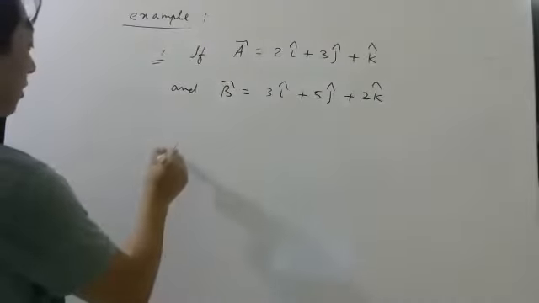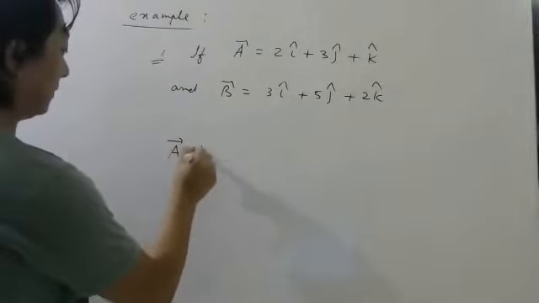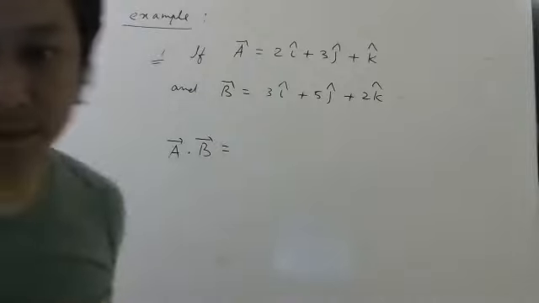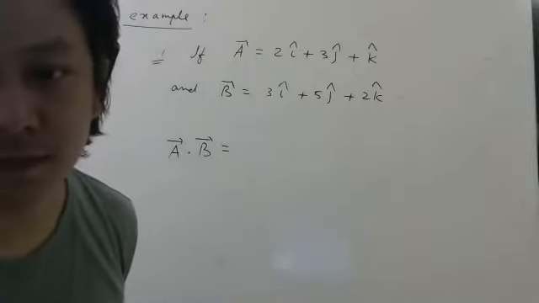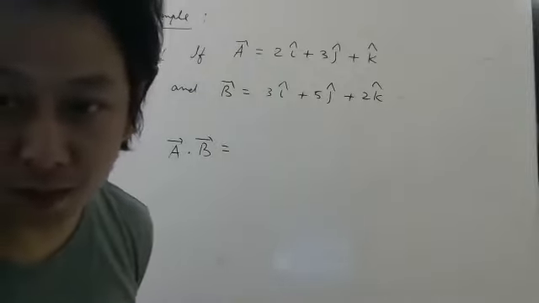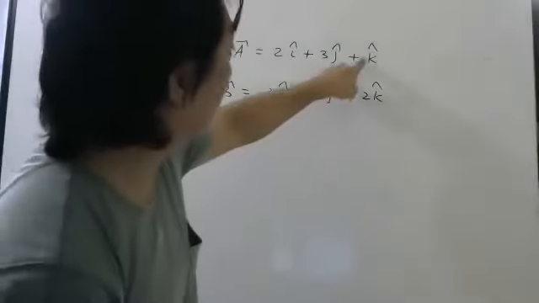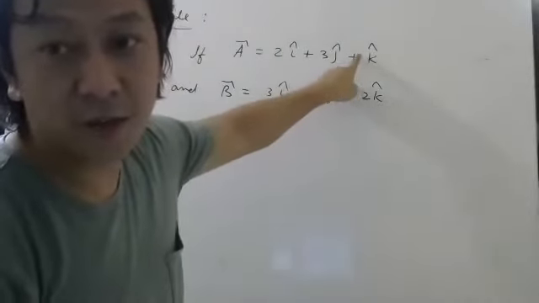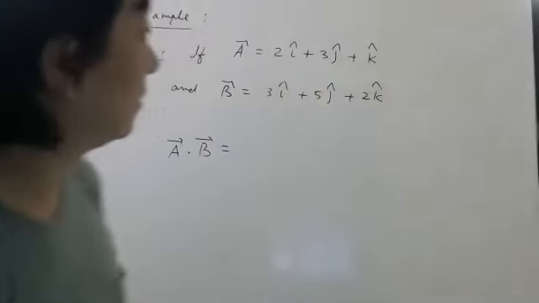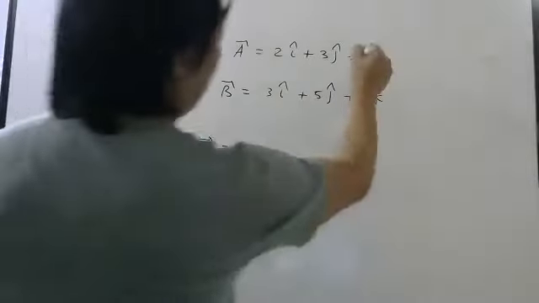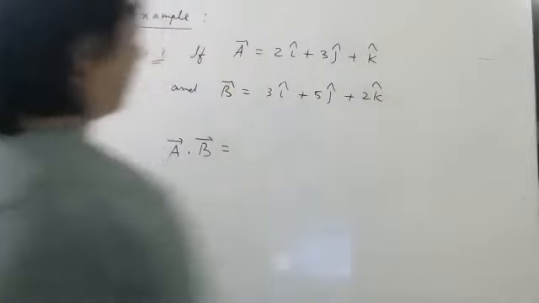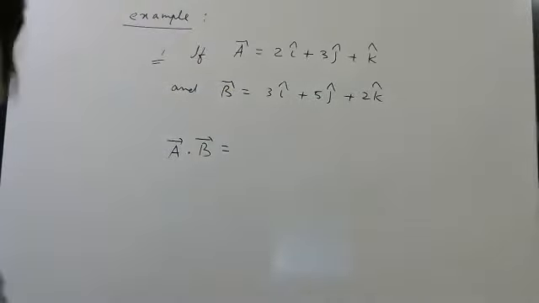So what will be your A bar dot B bar? Anybody? K cap is 1, not K bar is 1. The Z component is 1 here. So when I write nothing, it is always 1. Okay. I understand what you are asking.